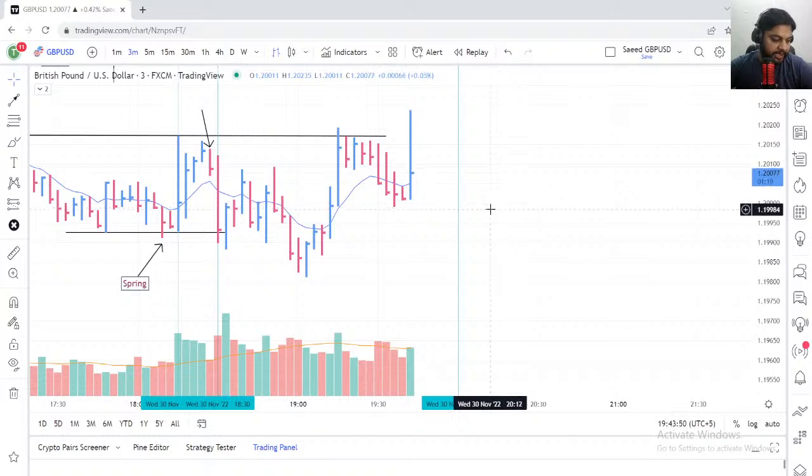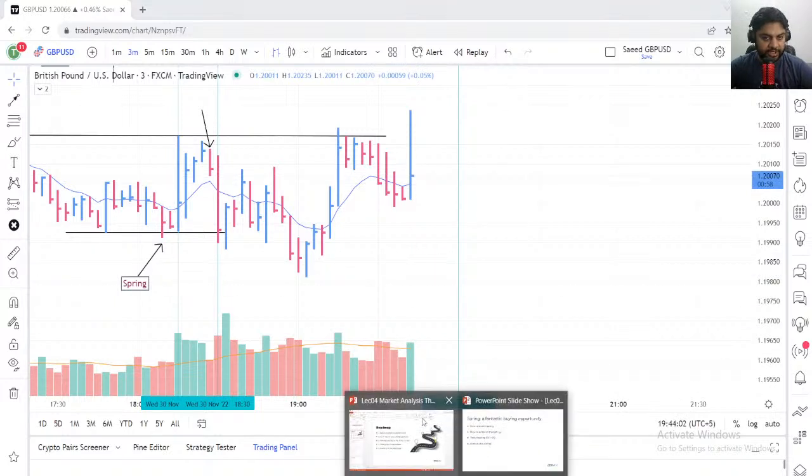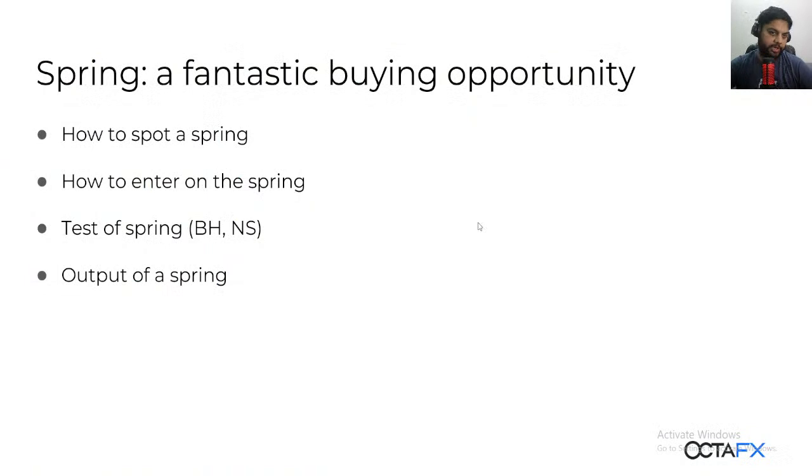Gold timing. I would suggest that you guys trade gold in the New York session, because the New York session is the most volatile session of the market with regards to gold. So let's go ahead now.